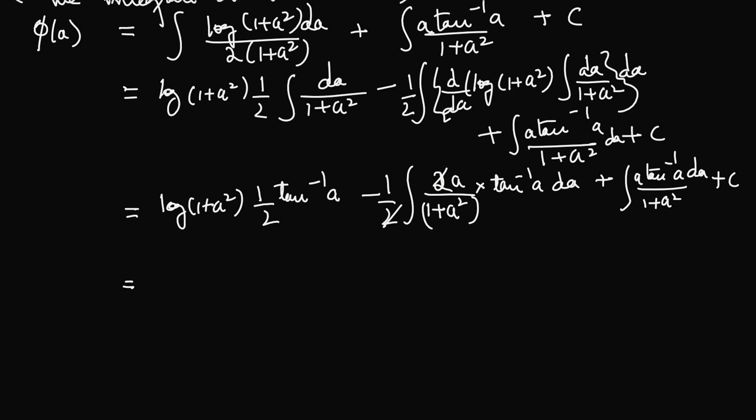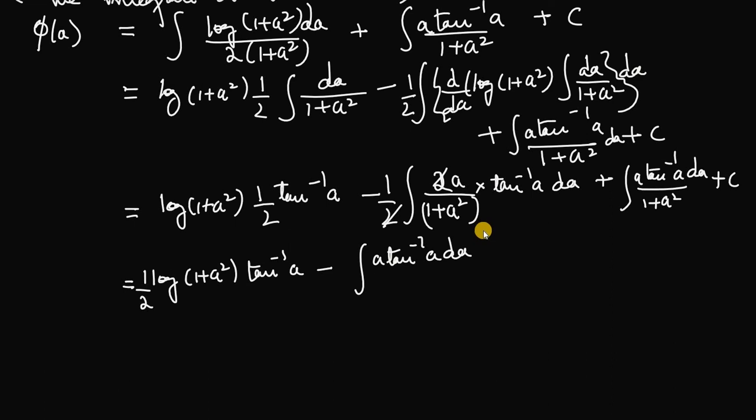So this is equal to log of 1 plus a square, then write it as half of this one into tan inverse of a minus integral here, since 2 has been cancelled and the remaining term inside the integral sign will be a tan inverse of a dA in the numerator. So it will be a tan inverse of a dA divided by 1 plus a square dA, plus this third integral a tan inverse of a dA divided by 1 plus a square, plus c.